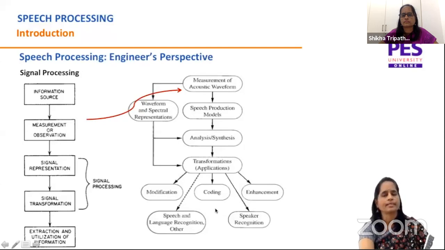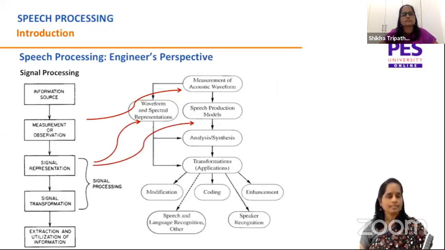Now, if I connect this entire speech processing procedure that I showed you just now, you can easily connect it to the basic signal processing steps as well. The first is the measurement or observation, which is the first block of speech processing, measurement of the acoustic waveform. Then we do signal representation, and these are the two ways in which I can represent any given speech signal.